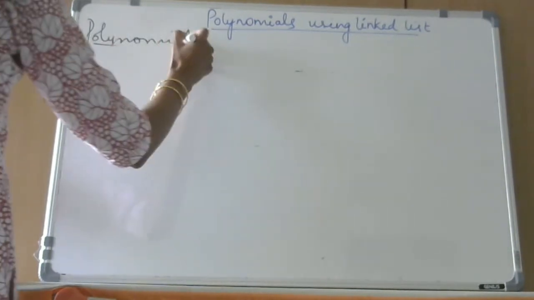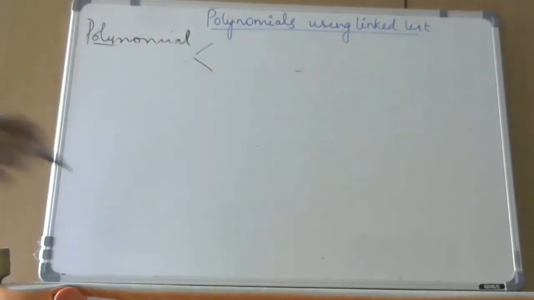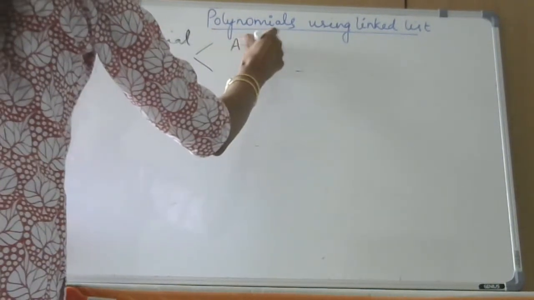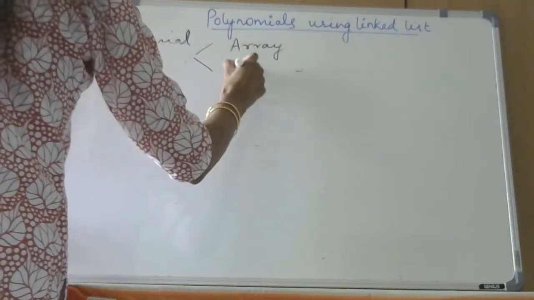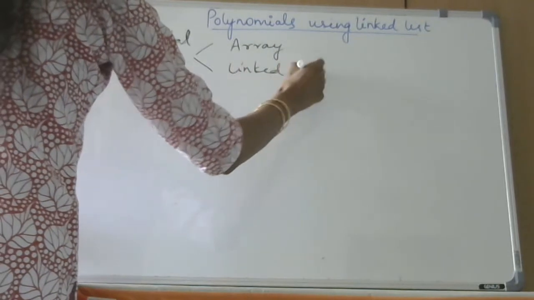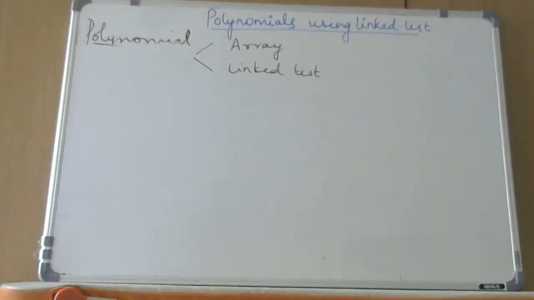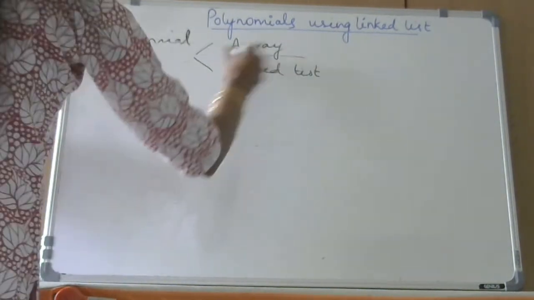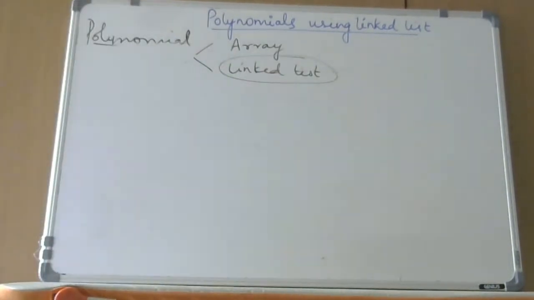Polynomials can be represented in two different ways. One is the array representation, the other one is the linked list representation. You can represent a polynomial using an array, or you can represent a polynomial using a linked list. Let us go for the linked list, since for us the linked list is important. So, let us see how we can represent a polynomial using a linked list.